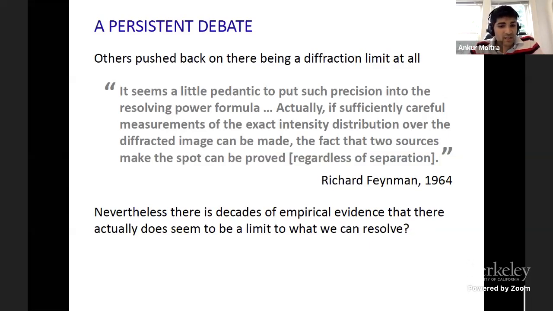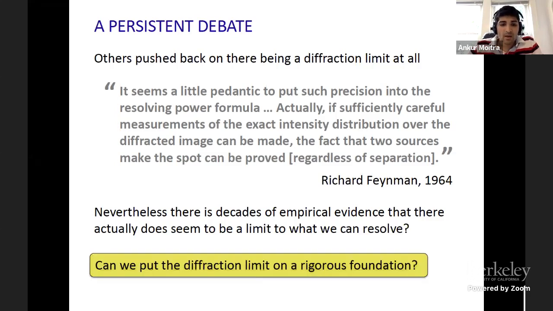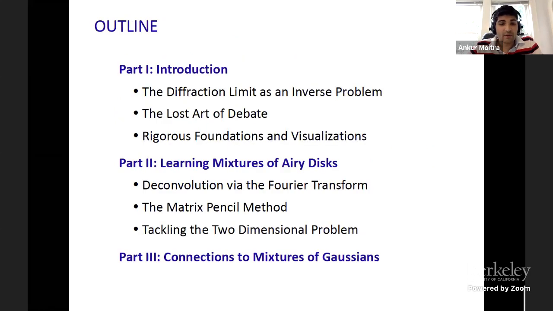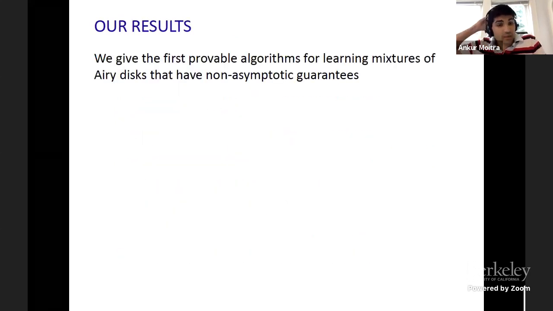Nevertheless, there is actually a lot of empirical evidence that, for some types of systems that we're trying to observe via optical systems, there is a limit to what we can resolve. So can we put this on a rigorous foundation? Let me tell you about some recent results.